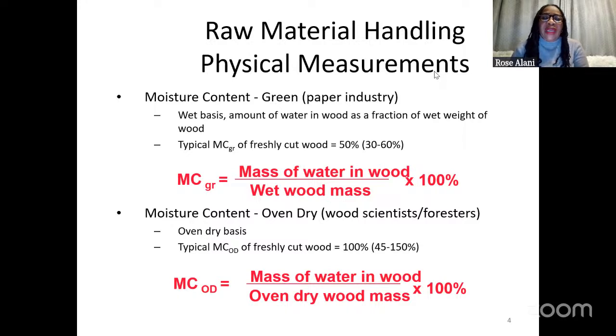So that's what we have here as MCGR, moisture content green, that is of freshly cut wood. Mostly you have the moisture content of the freshly cut wood between 30 to 60%. So on average, generally, you just look at it as 50%. Then this is how you do it. The moisture content of your freshly cut wood is the mass of the water in the wood divided by the wet wood mass. You multiply it by 100 to have it in percentage.